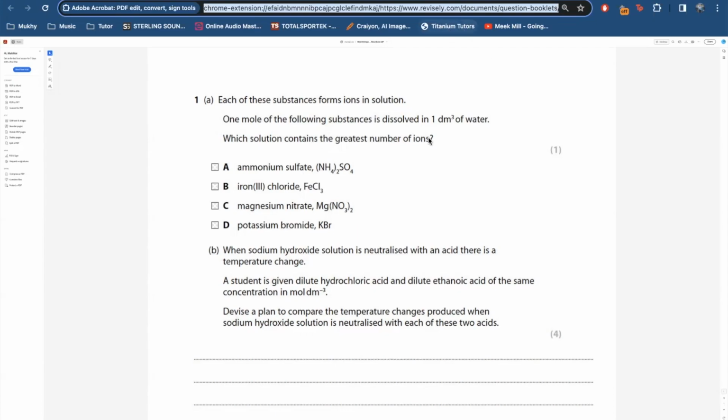Okay, so let's do the first question together. Let's start with the easiest, potassium bromide. Break it out into its ions, right? What two ions make up potassium bromide? Potassium and bromine. Okay, what are the ions there? So that's K plus is potassium.